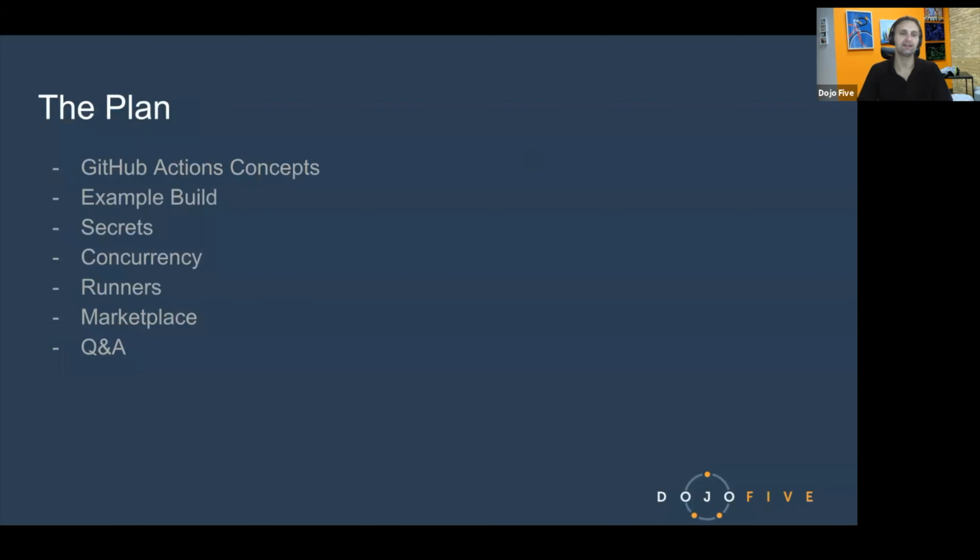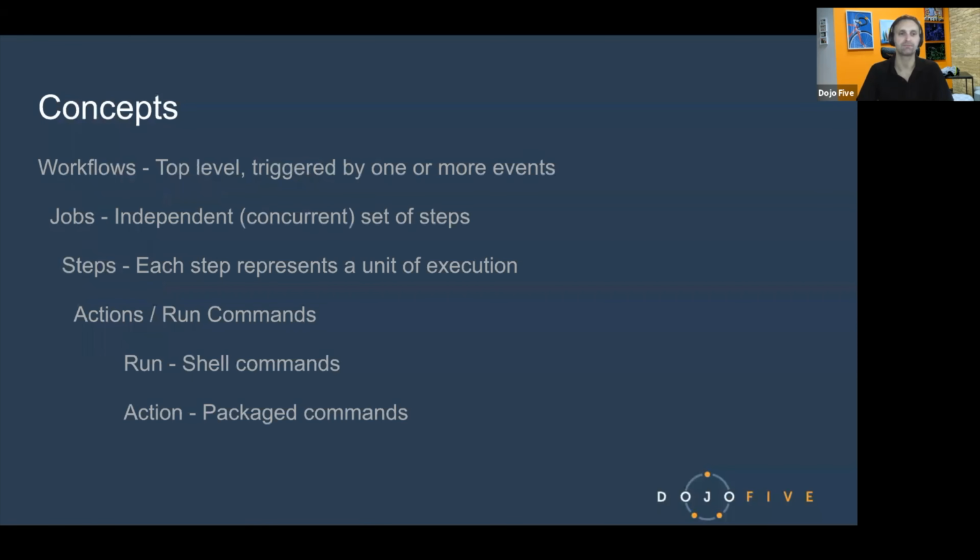So the plan today: GitHub Actions concepts. We're going to talk a little bit about that, and we'll look at an example build. We'll talk about a couple of more advanced topics that you'll almost certainly run into if you're putting this in place for real: secrets, concurrency, runners, marketplace, and then Q&A at the end.